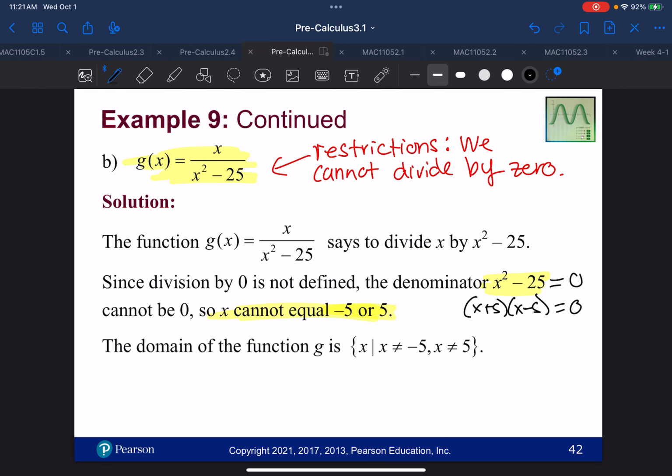So therefore, the domain is the set of all x such that x cannot equal negative 5 and x cannot equal positive 5. It can equal any other number.